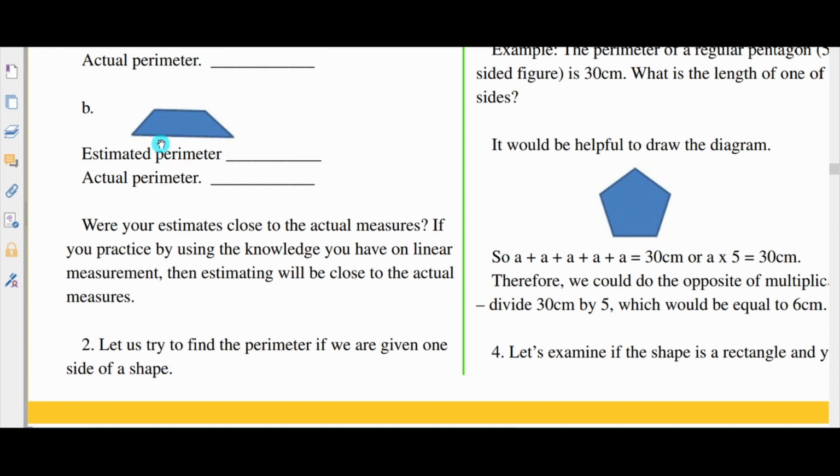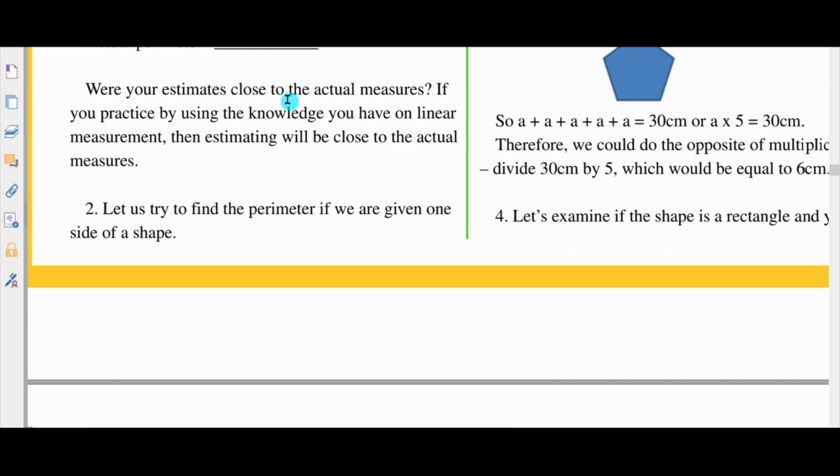Same thing here, we have another shape, and we were supposed to estimate and then find the actual perimeter. So you can look for another shape around the house or at school and make a measurement of that. For example, a notebook. Were your estimates close to the actual measures? If you practice by using the knowledge you have on linear measurements, then estimating will be close to the actual measures. Now, let's try to find the perimeter if we are given one side of a shape.